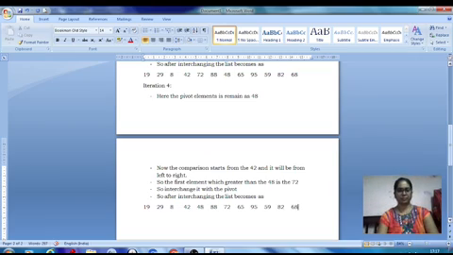Now the comparison starts from 72, and we need to consider it from right to left. There is no element which is less than 48. I will write here.